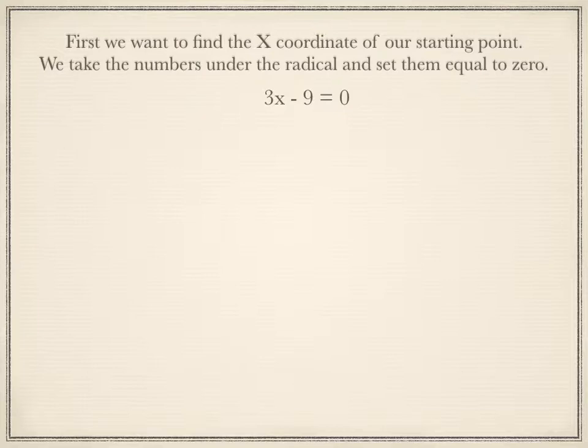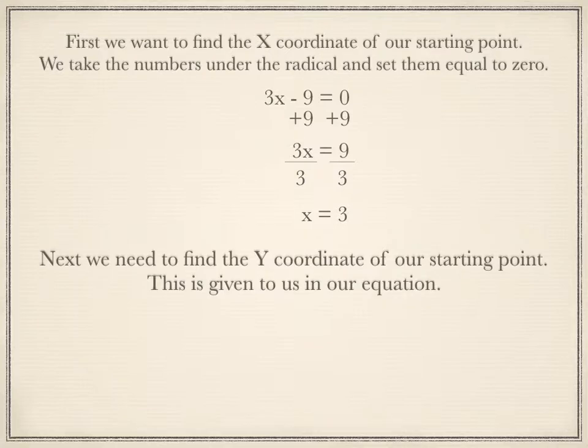So now we're going to go ahead and solve by adding 9 to both sides. We get 3x equals 9. Divide both sides by 3, and we get x is equal to 3. So the x-coordinate of our starting point is going to be 3.